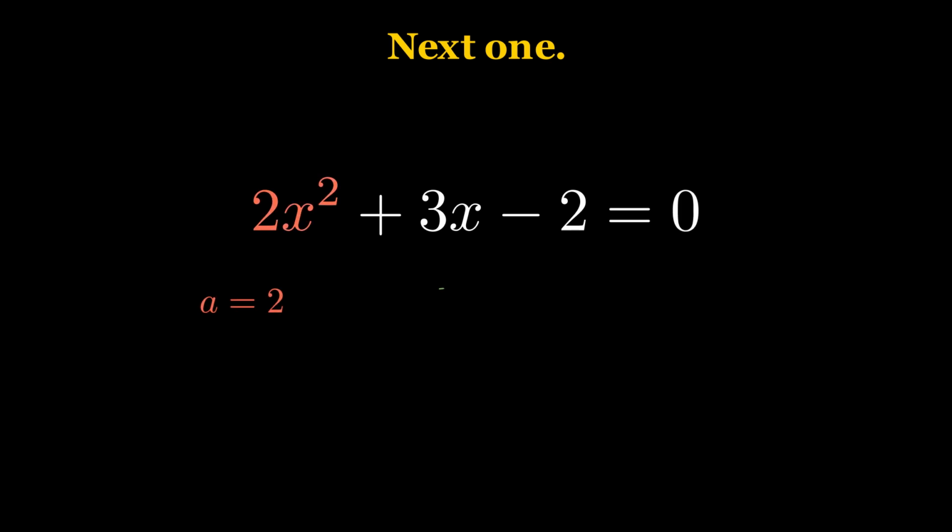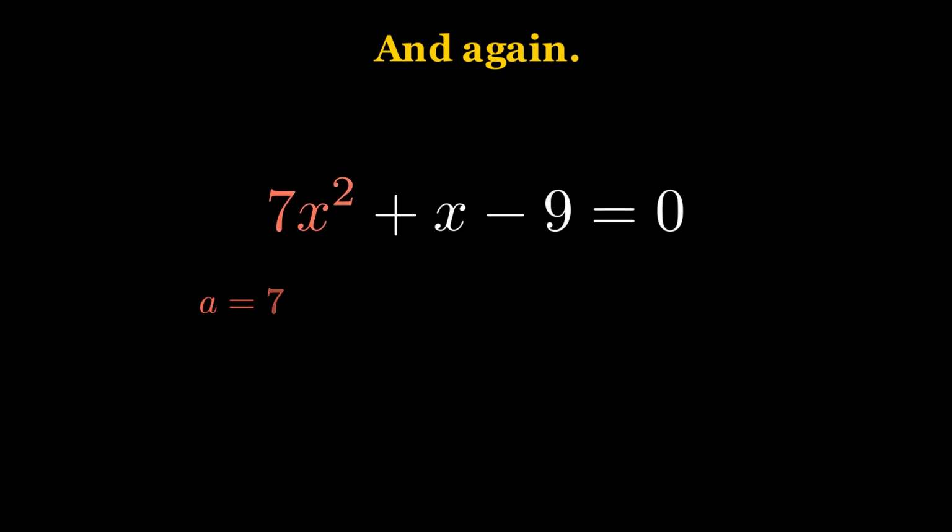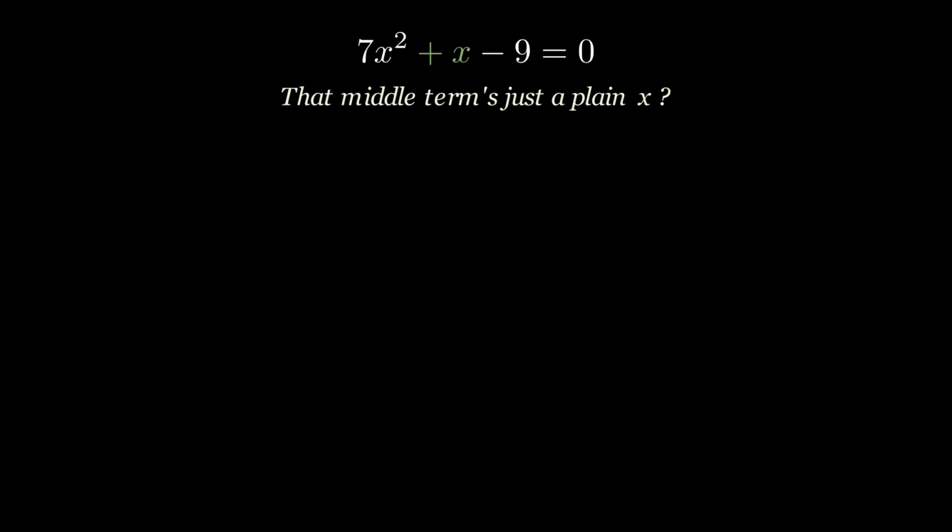Next one. 2x squared plus 3x minus 2 equals 0. So A equals 2, B equals 3, C equals -2. And again. 7x squared plus x minus 9 equals 0. A equals 7, B equals 1, C equals -9. That middle term's just a plain x. Same deal as before. A naked x means B equals 1.